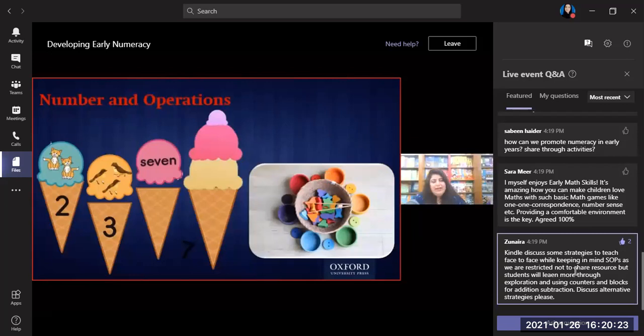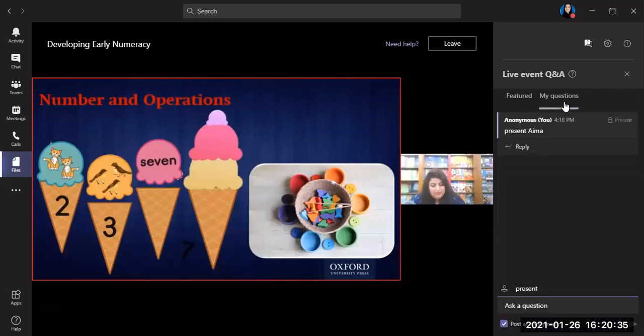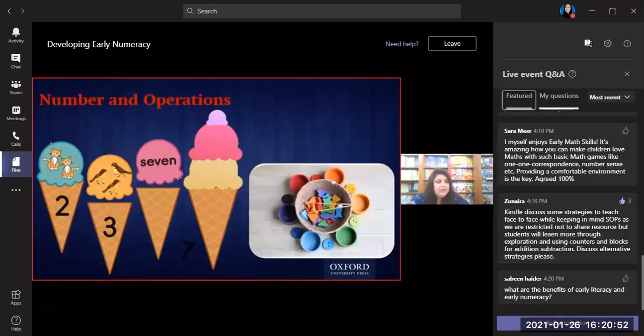As you can see here, the number and operations, when we are teaching this concept of numbers and operations, children learn to demonstrate increasing awareness of numbers and counting as a means of solving problems. So basically, here we can see that there are two cats in the cone, and number 2 is written. So they are able to make connection between the number and the quantity.